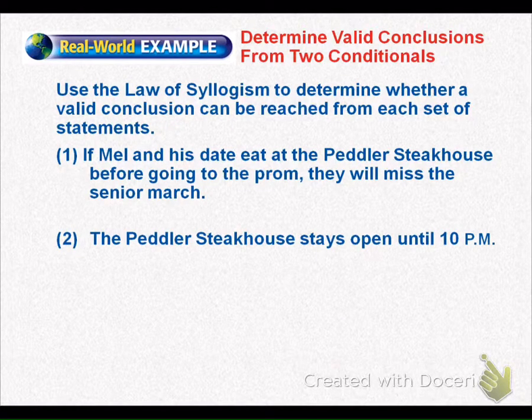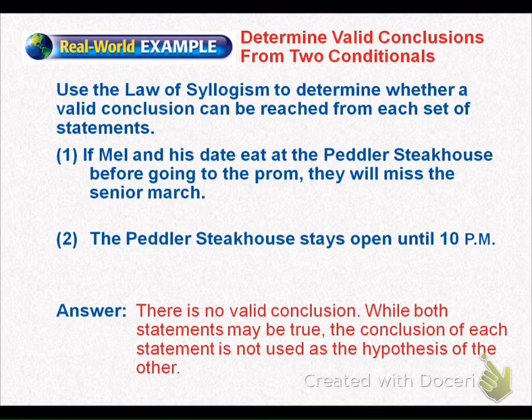How about this one? If Mel and his date eat at the steakhouse before going to the prom, then they will miss the senior march. The Peddler Steakhouse stays open till 10, therefore, doesn't follow, right? That's not the law of syllogism. If P, then Q, and then it gives me a totally different statement, right? So I would say this one, there's no valid conclusion.